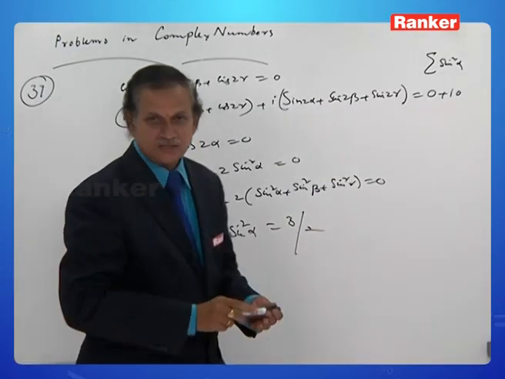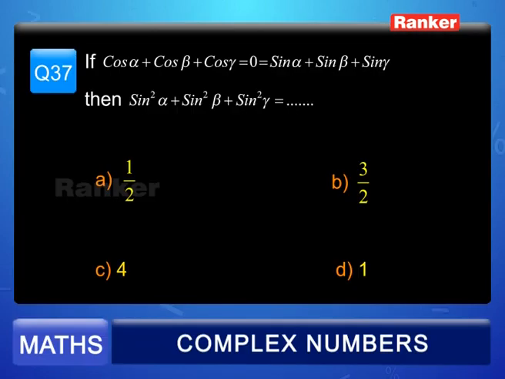What is the right answer? 3 by 2. Is it available? It is available in the second option, that is option B is the right option, and 3 by 2 is the right answer for this question.